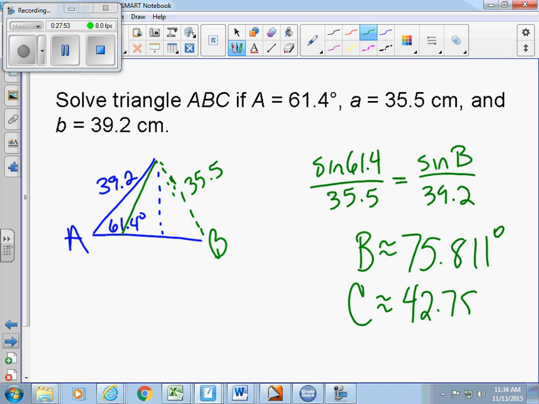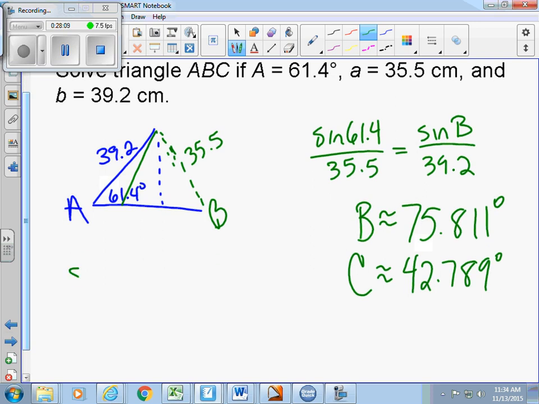42.789. All right, so that's both of the angles. And what's the last thing I need to find? Side C. Need to find side C. How do I find side C?